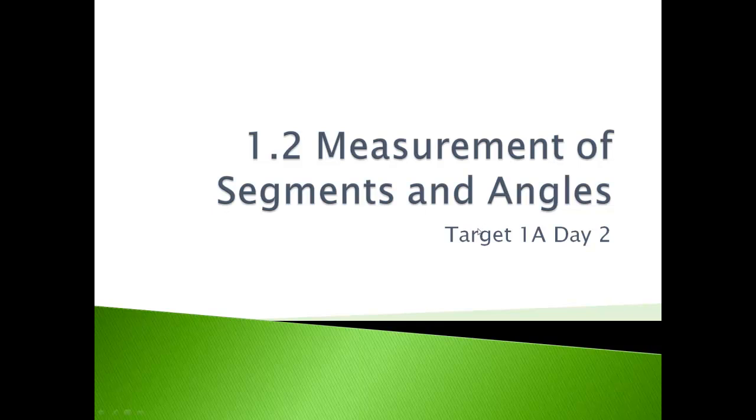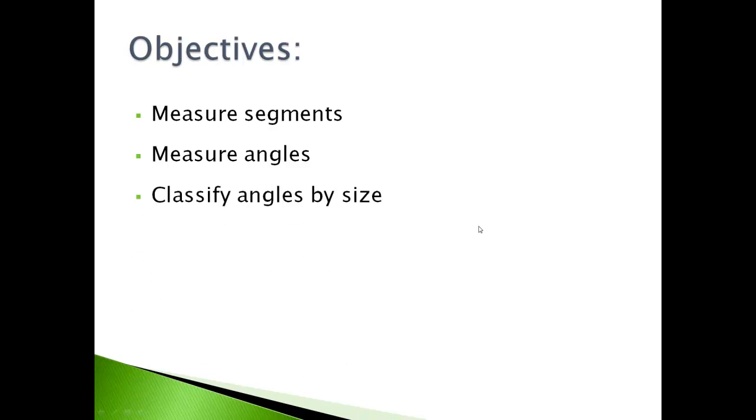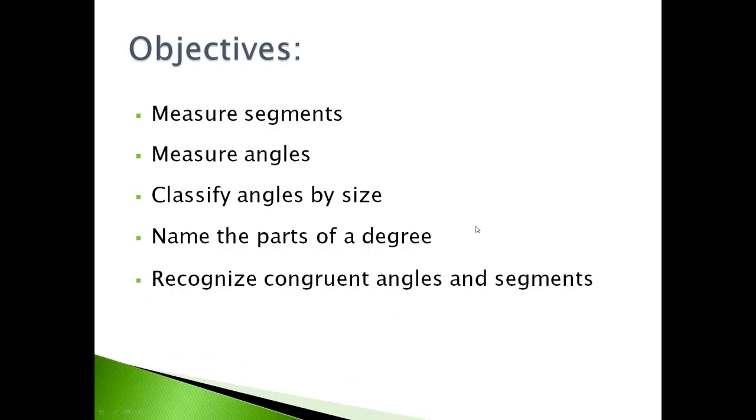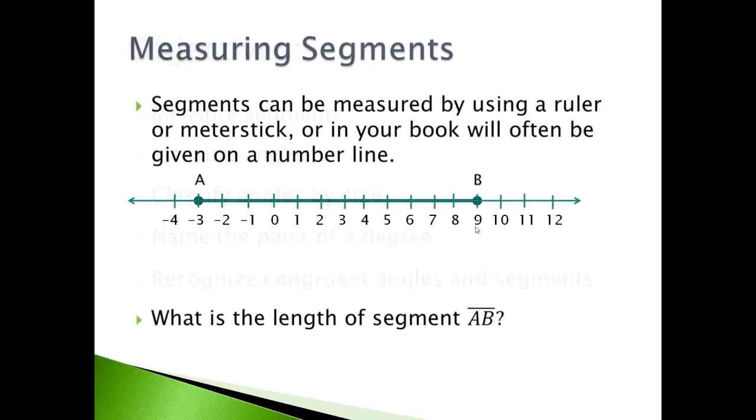Okay, so today's lesson is going to be on measurement of segments and angles. This is going to be in 1.2 in your books. The objectives are to be able to measure segments and angles, to be able to classify angles by size, to name the parts of a degree, and to recognize congruent angles and segments.